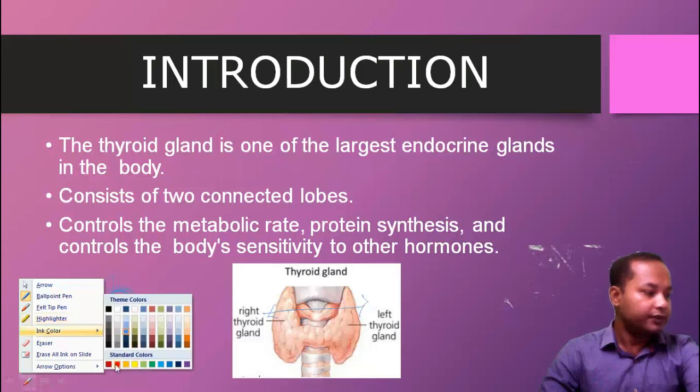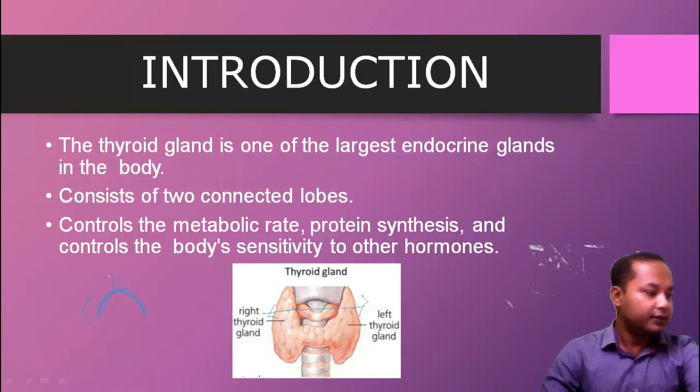I will use a red color for the gland. So what will I find is that it is triangular in shape even in the transverse section. So this is the transverse section. This one is the cricoid rings.